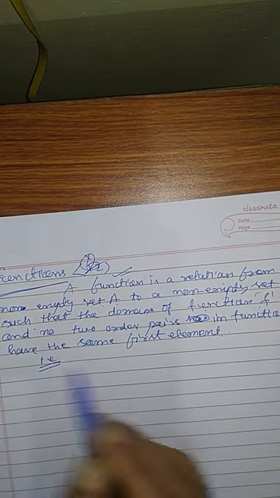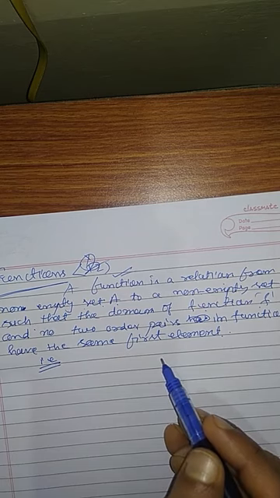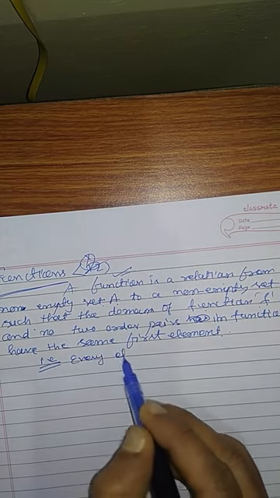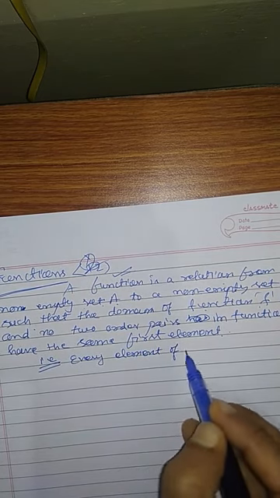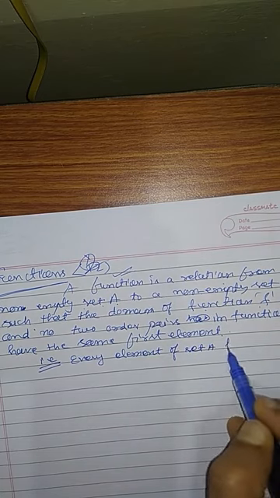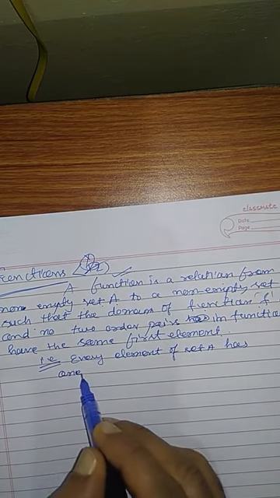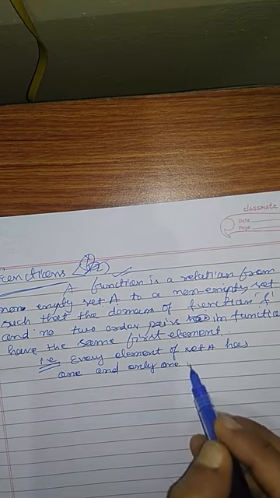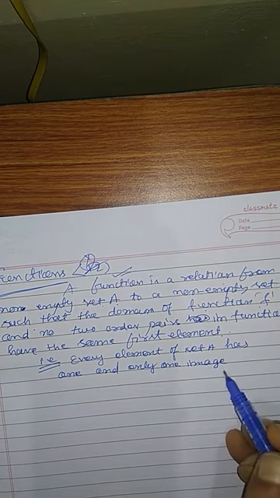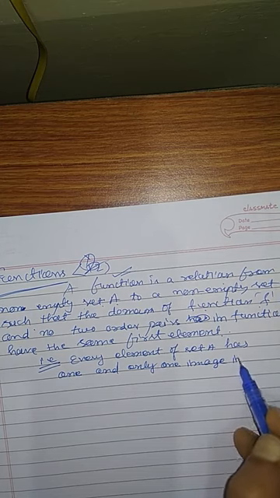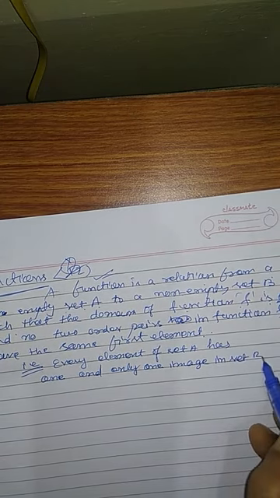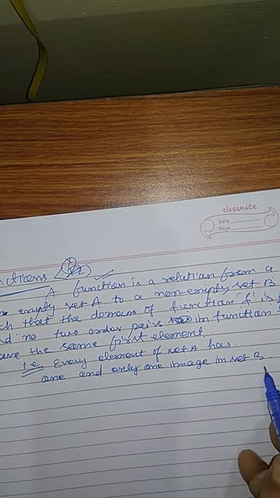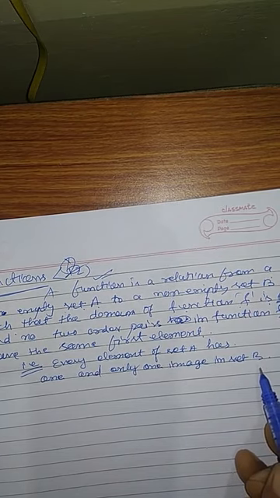That is, the meaning of this is every element of set A has one and only one image in set B. Every element of set A has one and only one image in set B. Clear?